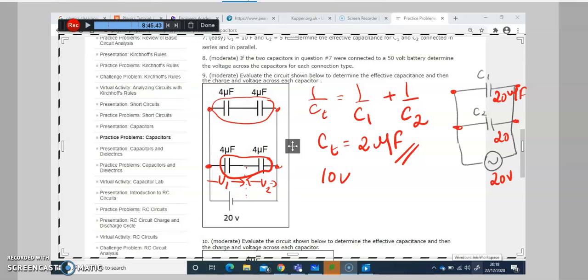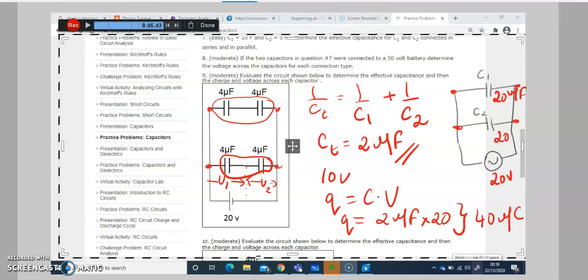Now, if you're using the formula, before that we first need to find the charge. So you know that Q is equal to C times V. What is the C? Two microfarad. And what is the voltage? 20 volts. And your Q is going to be equal to 40 microcoulombs, because I didn't change this, so it's going to stay as it is. So this is your charge.